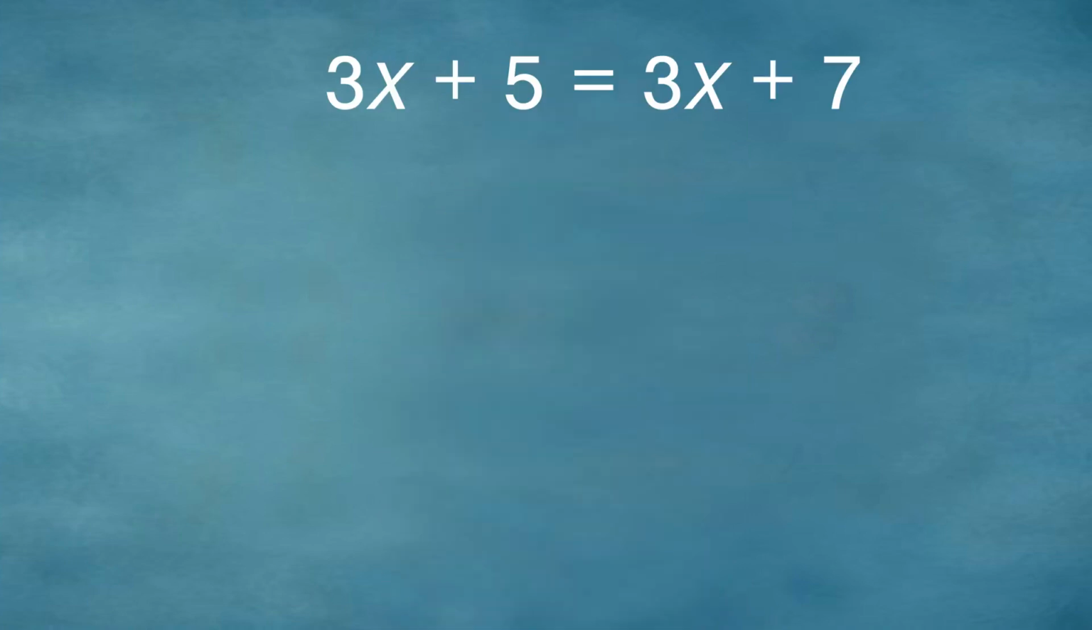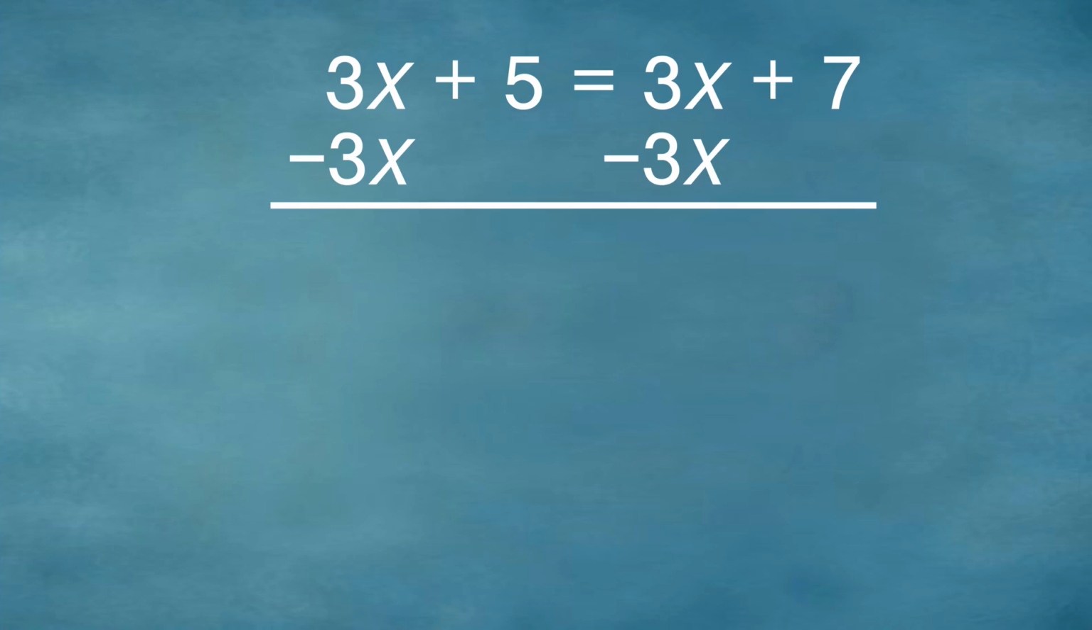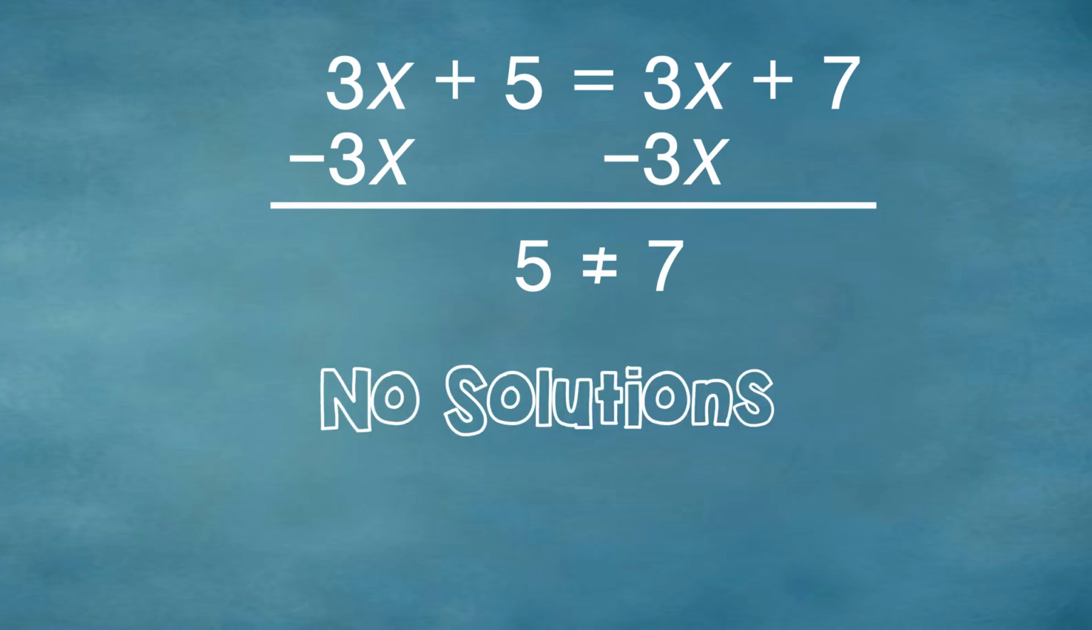While some equations have one solution and others have infinitely many solutions, there are still some equations that have no solutions. Let's take a look. This equation reads 3x plus 5 equals 3x plus 7. Let's try simplifying it. If we subtract 3x from both sides of the equation, we get 5 equals 7. But 5 does not equal 7. That means there are no numbers that I can plug into this equation to make it true.